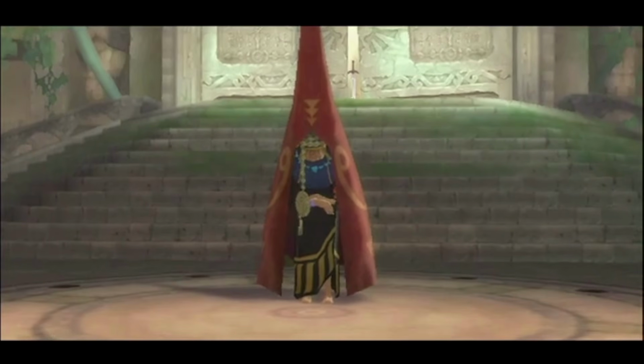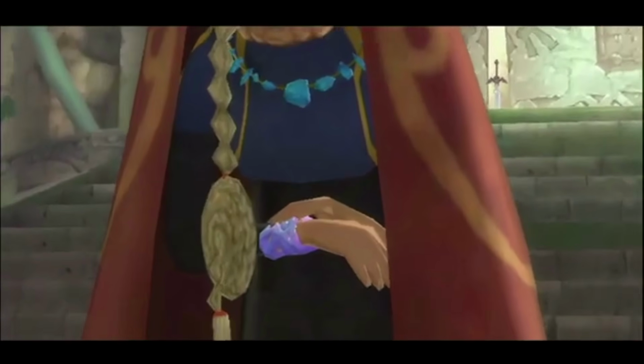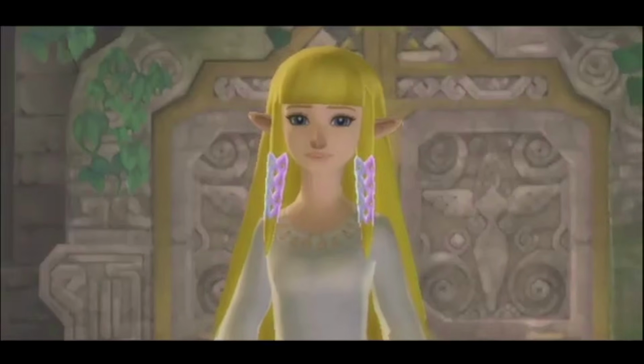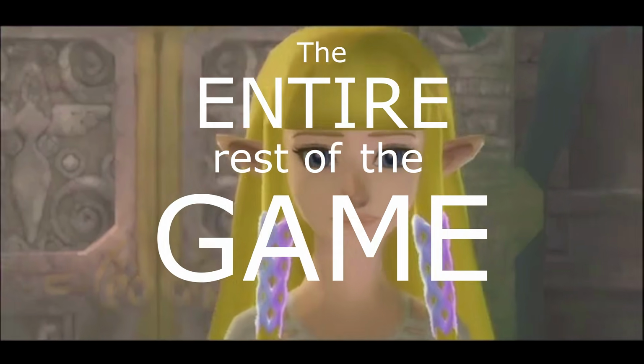As I said in the last video, a good example of this is the Song of Storms paradox, but let's take a look at Skyward Sword through this lens. Evidence that supports this being a causal loop includes Impa's bracelet. Evidence that contradicts Skyward Sword being a causal loop is, and I'm not joking here, the entire rest of the game.